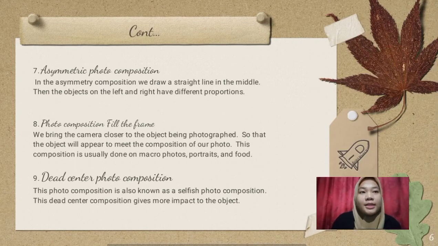Alright, the last slide will be presented by me. That is about the continued various photo composition.